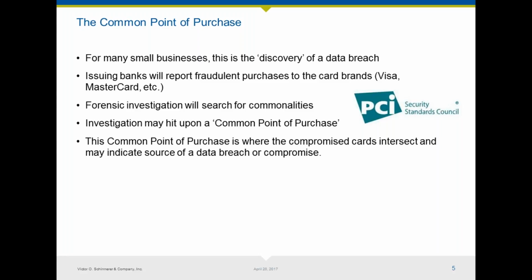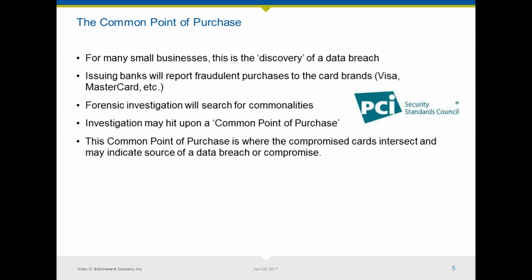So the common point of purchase. For the vast majority of small businesses, this is the quote-unquote discovery of a data breach. So issuing banks, let's take for example Commerce Bank, Jason's bank, they will report fraudulent purchases to their card brands, Visa or MasterCard. So when I dispute the charge, whether I discover it on my monthly statements, or whether they contact me with some irregular activity on my cards, those disputed purchases are then tendered upstream to Visa or to PCI for their aggregation and analysis to look for commonalities.